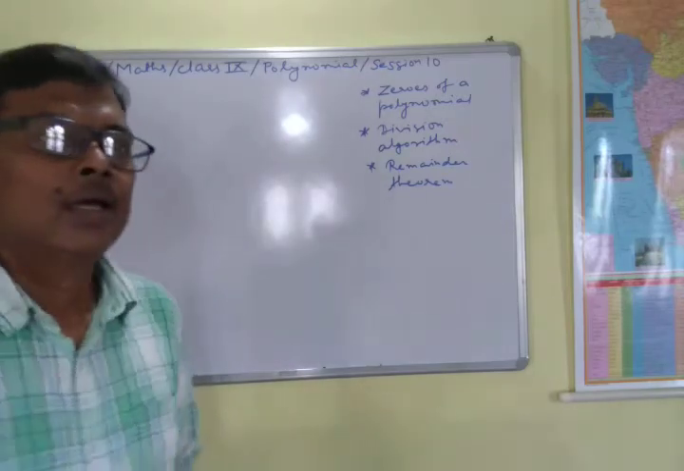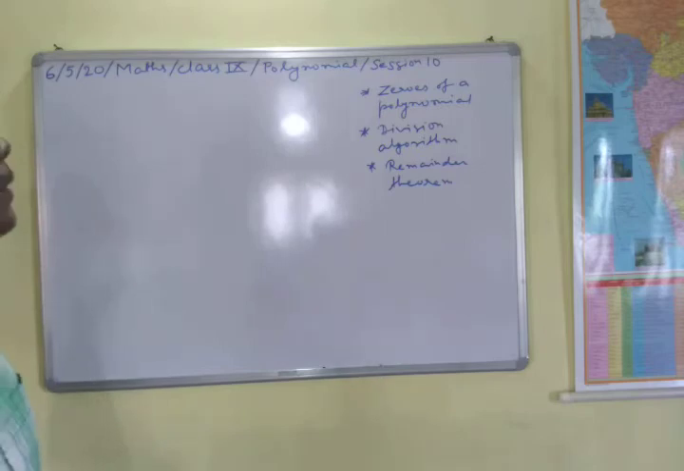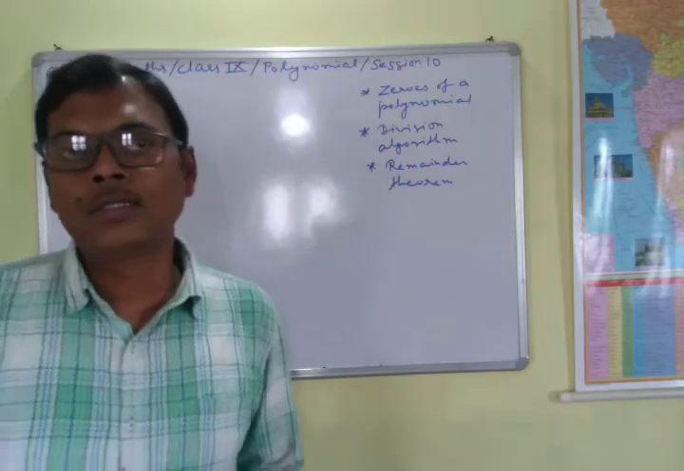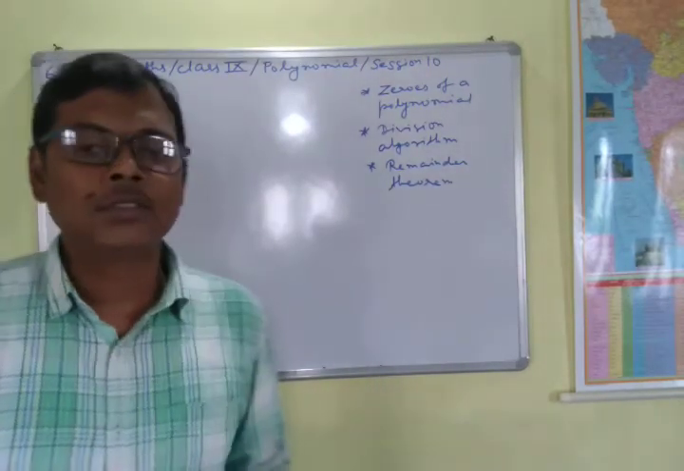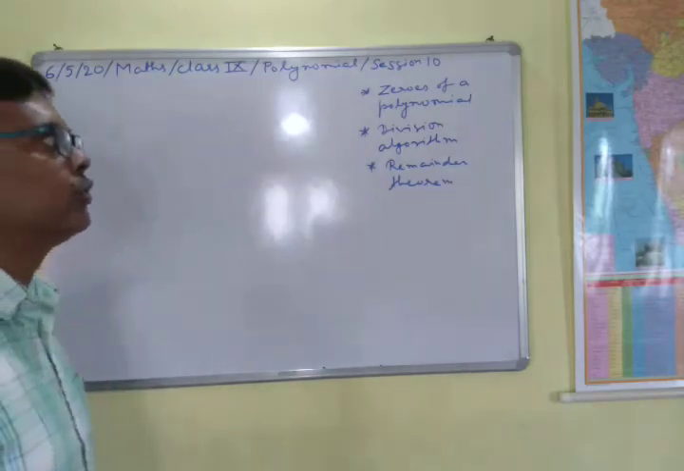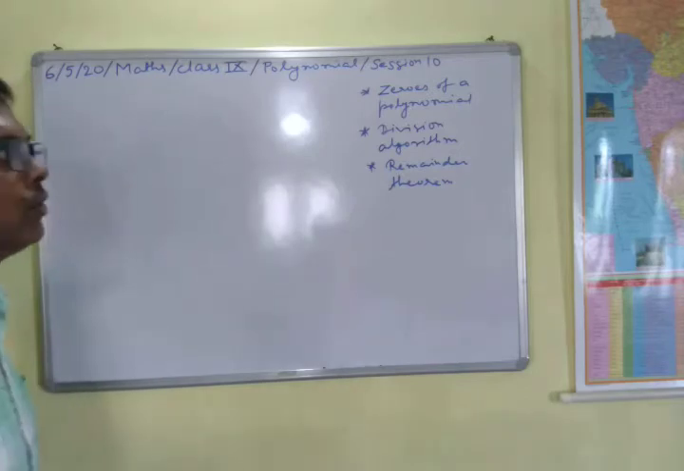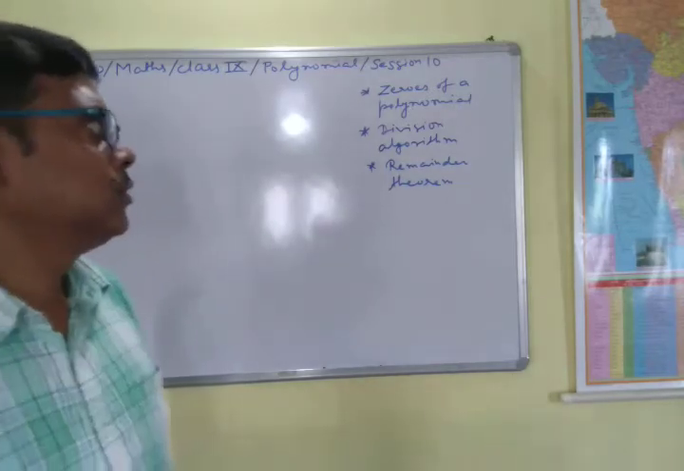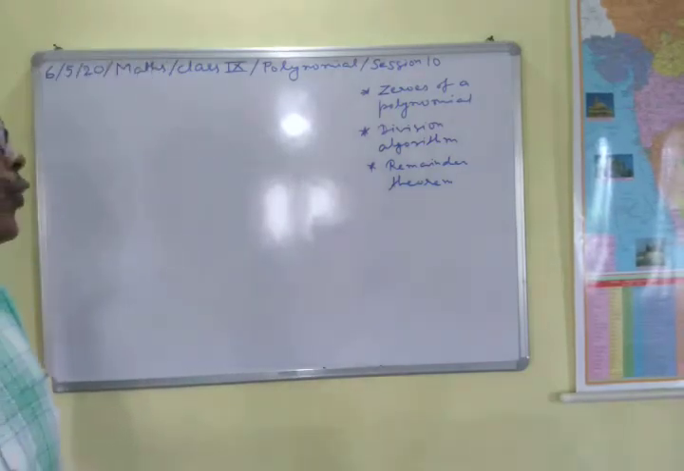Today I am going to start polynomial mathematics, class 9. In this polynomial chapter I will discuss two topics. The first topic is zeros of a polynomial, and next is the remainder theorem, and also we will discuss the division algorithm. So these are the three topics for today.